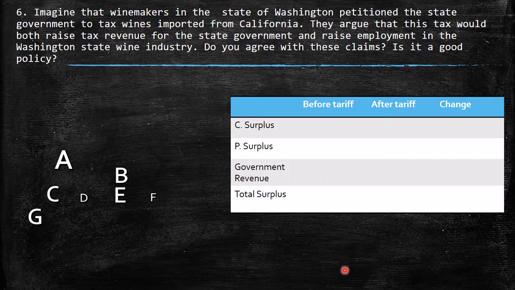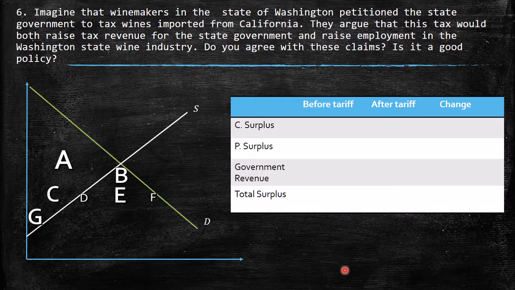Imagine that the winemakers in the state of Washington petitioned the state government to tax wines imported from California. They argue that this tax would both raise tax revenue for the state government and raise employment in the Washington state wine industry. Do you agree with these claims? Is it a good policy?